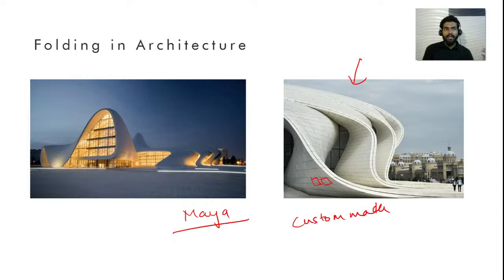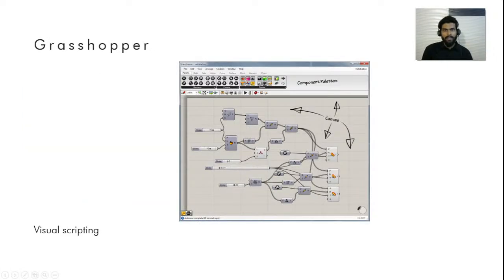So then came the next stage in parametric architecture, or let's say parametricism, with the introduction of tools like Grasshopper. Now, Grasshopper is a visual scripting tool, and we'll be trying our hands on a couple of exercises in Grasshopper and Rhino right after this presentation.